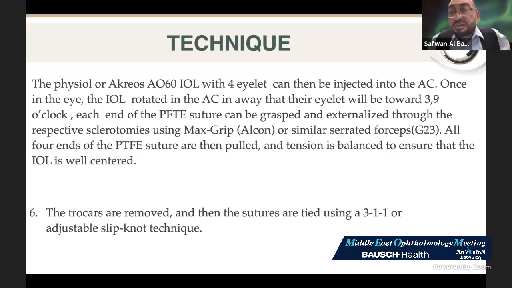The lens is injected into the AC. Once in the eye, it is rotated in a way that the eyelets will be toward 3 and 9 o'clock. Each end of suture can be grasped and externalized through the respective sclerotomy using the MaxGrip Alcon or similar serrated forceps, gauge 23 or 25. All 4 ends of the Goretex suture are then pulled, and tension is balanced to ensure that the IOL is well centered, and always this IOL is centered. The trocars are removed, and then the surgery is ended.